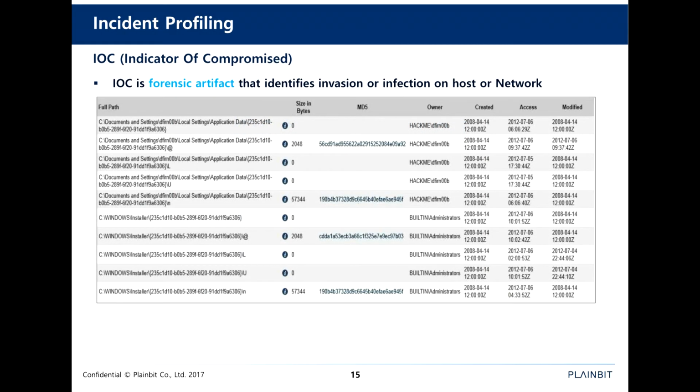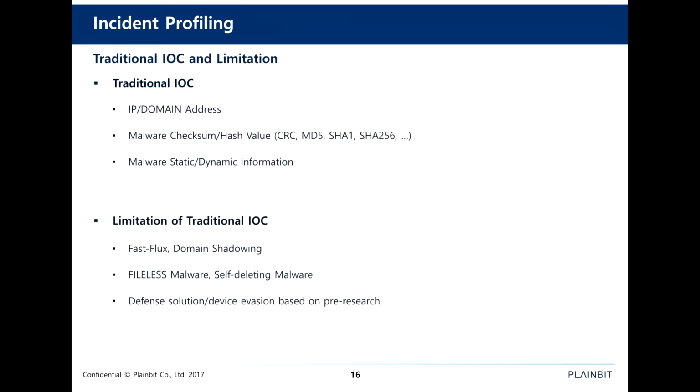The forensic artifacts that can identify infringements or infections in the incident response field are called indicators of compromise (IOC). The profiling of incident response focuses on how to create and manage IOCs. Traditional IOCs in the field of incident response include IP, domain, and malware hash.